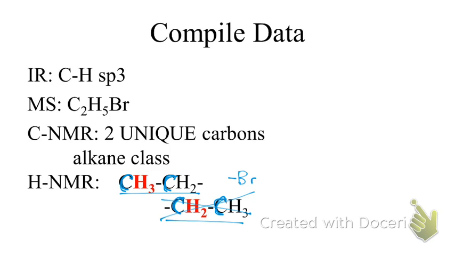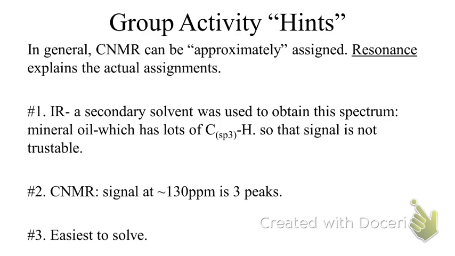Okay? Couple things that I want to point out for the group activity before you guys get completely into it. In general, as far as assigning for this assignment, the carbon NMR can be roughly or approximately assigned. Okay? If you want to get really specific with assigning exactly which carbon belongs to which signal, you have to look at resonance arguments to explain that. Okay? So that makes problems number 1 and 2 difficult to assign the carbon NMR for. Okay? Next big issue. If you look at the IR for problem number 1.